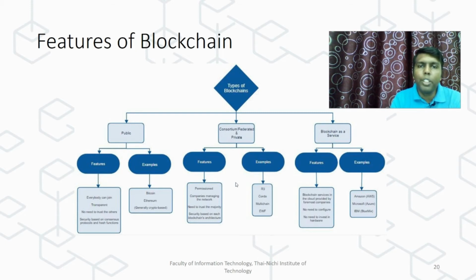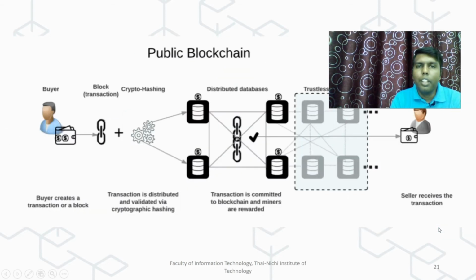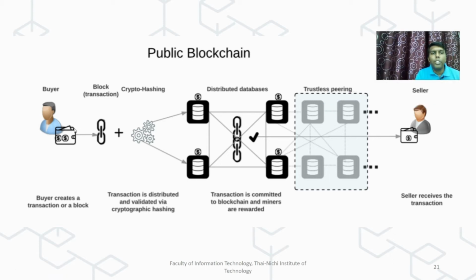So this is about the various features of blockchain. And then we have the public blockchain. Public blockchain, as I mentioned, can be used by anyone. Say the buyer is sending some money to the seller. Firstly, he will initiate a transaction. The transaction will go through crypto hashing, and it will be sent into the distributed databases.